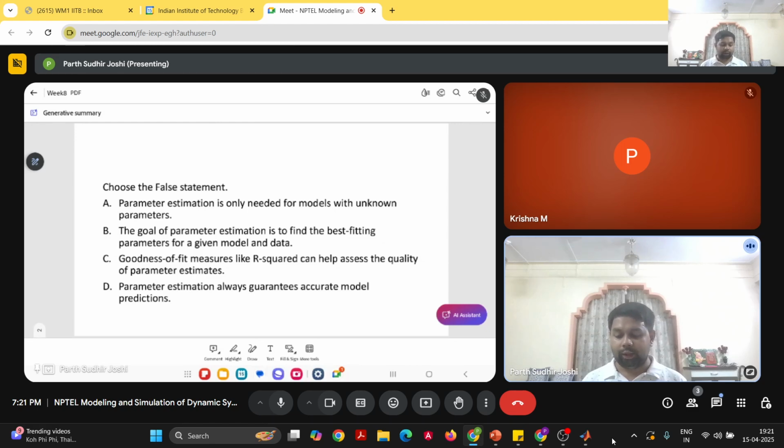The first statement says that parameter estimation is needed only for models with unknown parameters. So yes, if the parameters are already known, then we don't need to do it. Then, the goal of parameter estimation is to find the best fitting parameters for a given model and data. So that is true. And there are measures like R square, which are metrics we can use to assess how good the fit between the model and the data is.